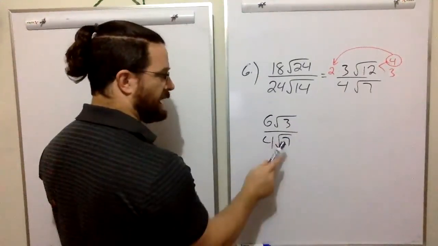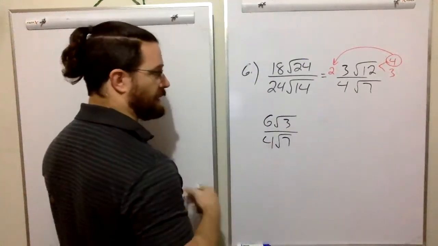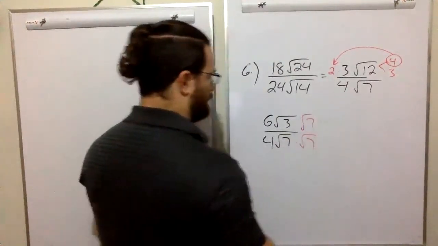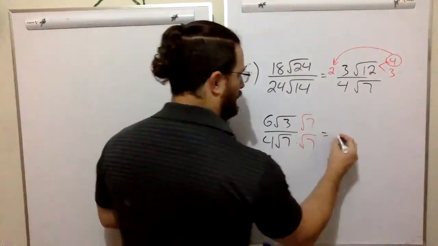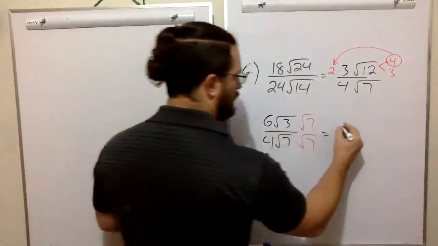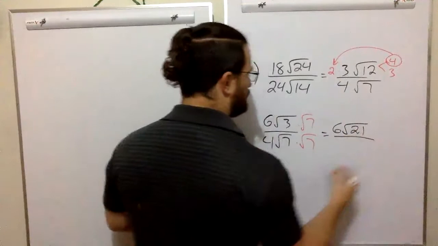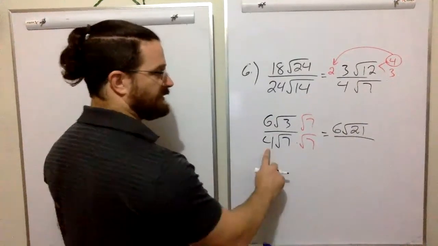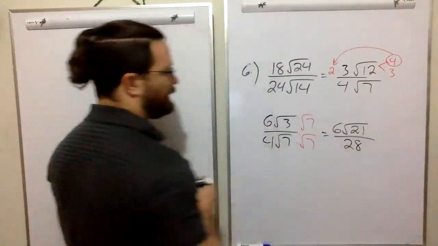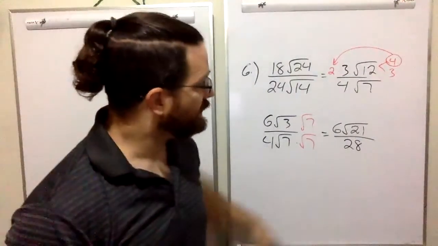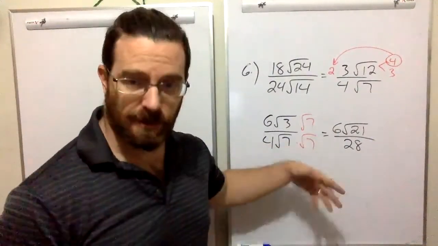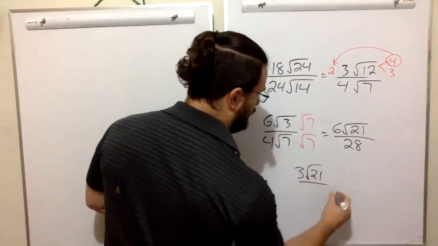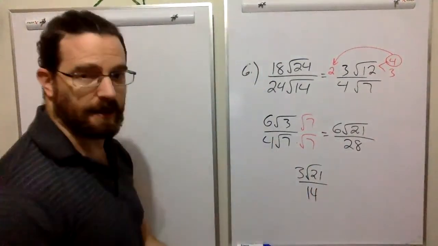And now, since there is a radical in the bottom, I've got to get rid of it. So now I'm going to multiply top and bottom by radical 7. So times radical 7 times radical 7. On top, I'm going to get 6 radical 21. On the bottom, radical 7 times radical 7 is just 7. And then 7 times 4 is 28. And now I still have one last step. The numbers on the outside, those could both be reduced by 2. So reduce those by 2, I get 3 radical 21 over 14.